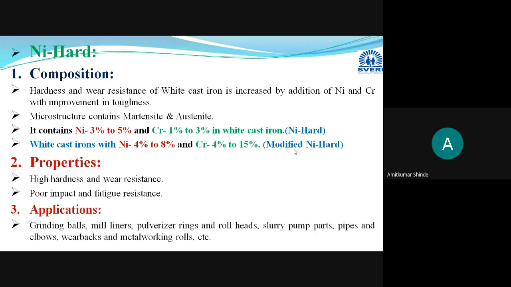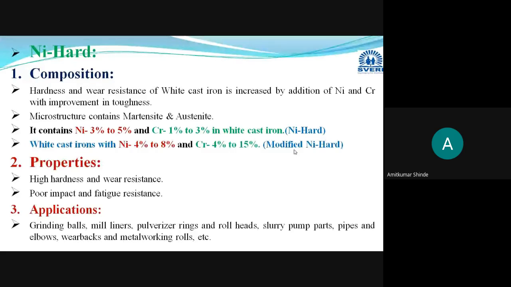Now after this, for nickel hard, you just have to remember which elements we are adding in which type of cast iron. Here in the white cast iron we are adding nickel and chromium, and the percentage is 3 to 5% nickel and 1 to 3% chromium. And in some modified types of nickel hard, we are adding more chromium.